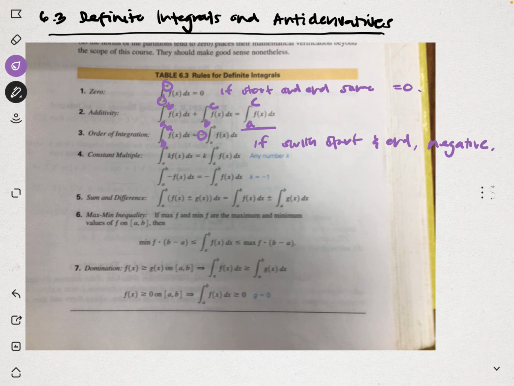Okay, part 4, constant multiples. We know from our derivatives that we don't have to include the multiples. We can do our antiderivatives or our integrals by taking out our constants. Okay, and then number 5, sum and difference, is if we have the integral of two things added or subtracted, it's the same thing as them separately. And then the last two are not quite as important, so we're just going to skip over those.